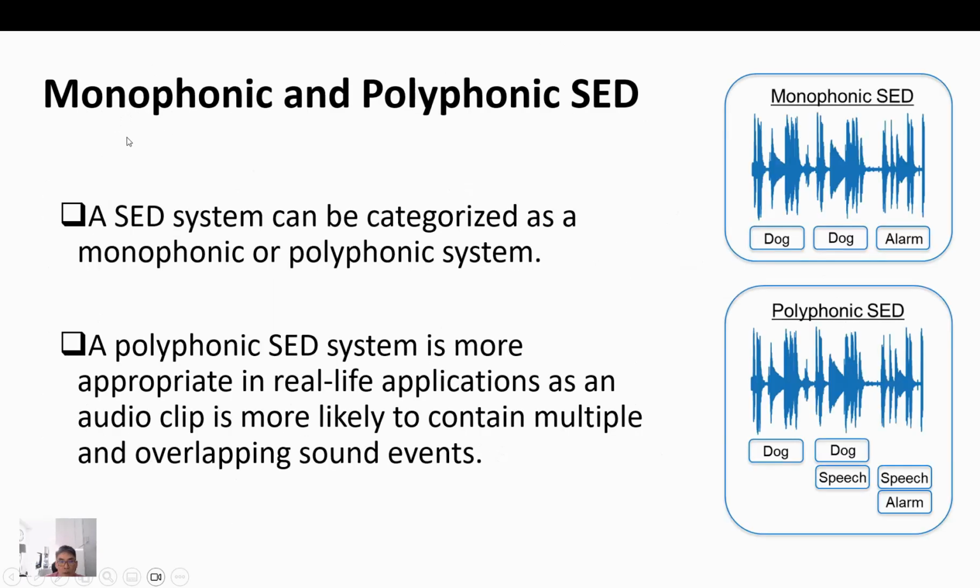Another term that we want you to understand is monophonic and polyphonic SED, SED being short for sound event detection. For monophonic SED, there's no overlapping sound, like a dog barking followed by an alarm. It's a very clear differentiation. But for polyphonic, there's a dog barking, but at the same time someone is talking, which we label as speech. Then a pause for a while, someone talking, and then suddenly there's an alarm. This is more realistic, because that is the real-life kind of application.